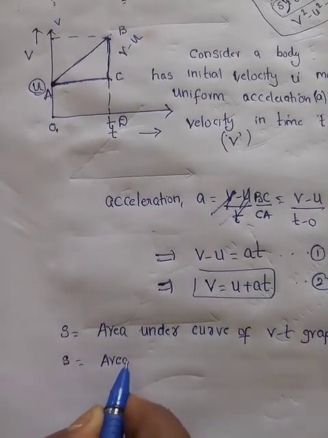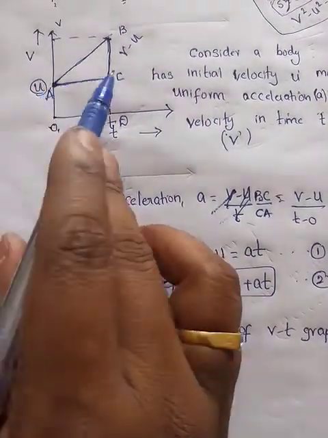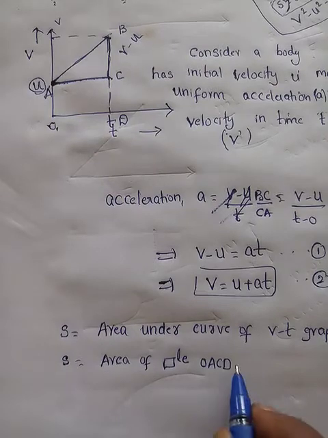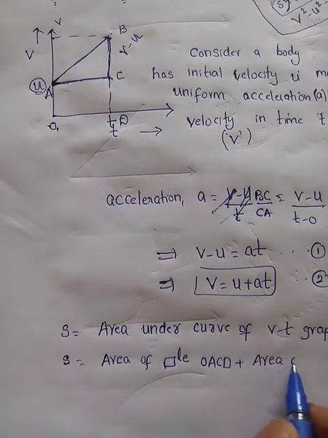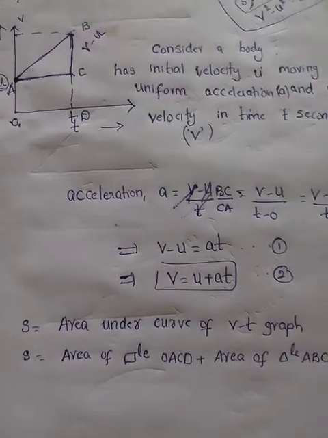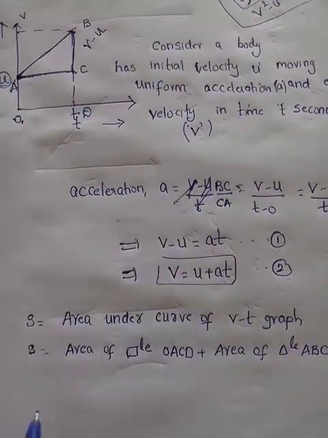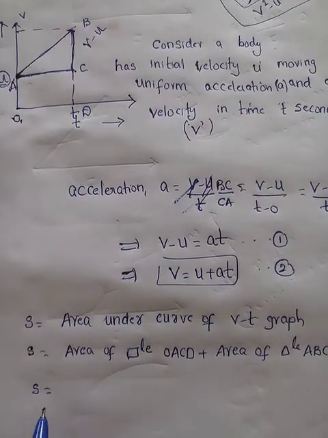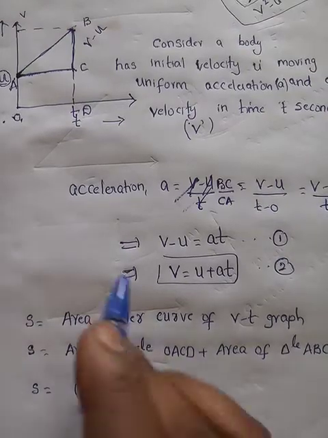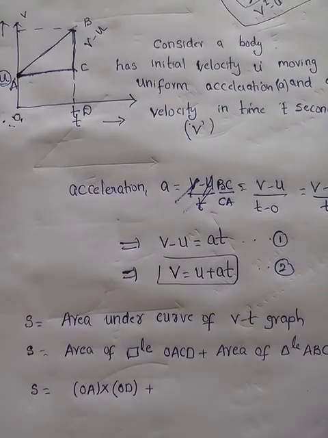It has one rectangle. What is the rectangle name? Area of rectangle OACD, plus it also has one triangle. What is the triangle name? ABC. Is it right? Area of rectangle is OACD and area of triangle is ABC. We know very well the area of a rectangle is length into breadth. What is the length here? OA. What is the breadth? OD. Clearly we have to write plus area of triangle.